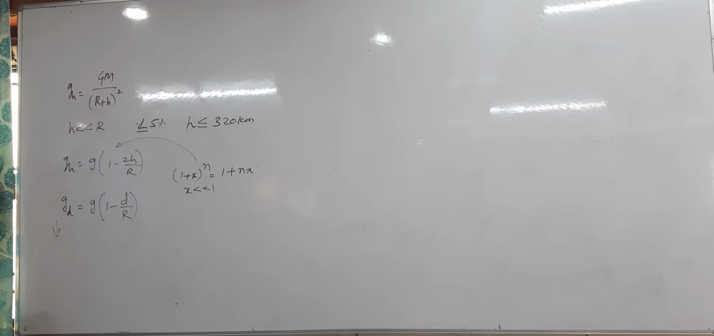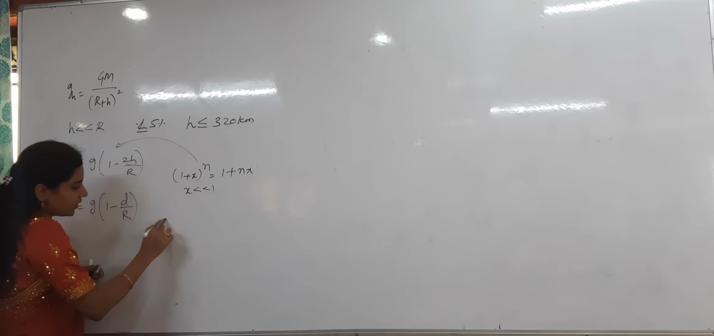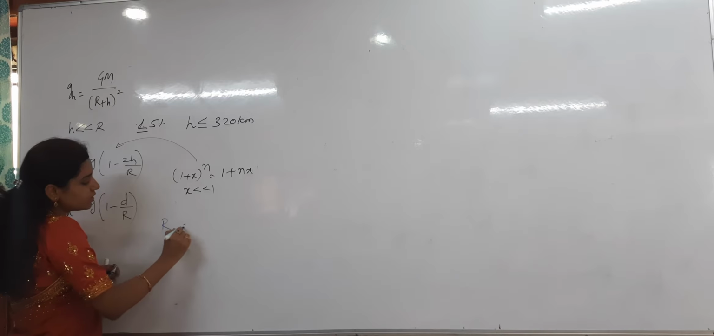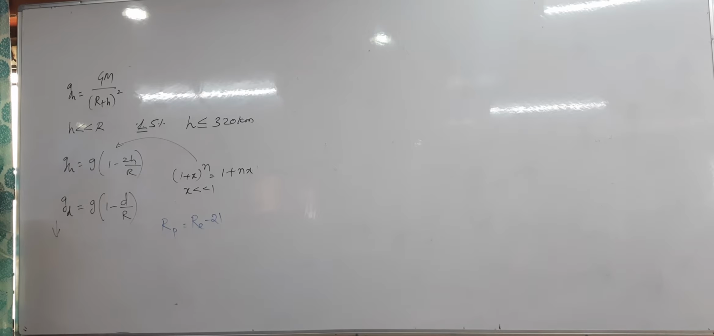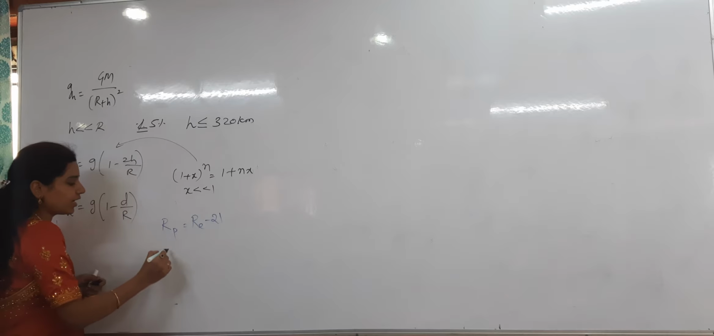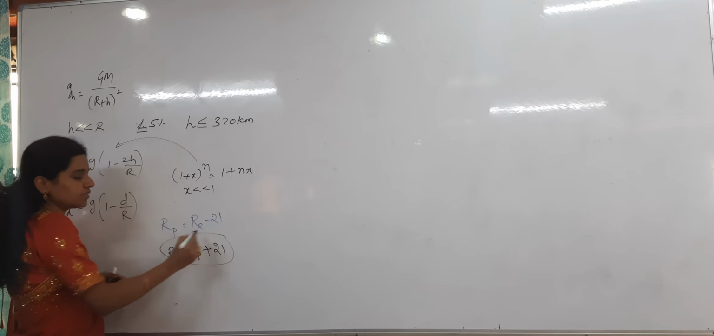Next case is due to the shape of the earth, where will g be maximum, at the equator or at the pole? At the poles. I said whenever a person is moving from the equator to the pole, at that time his weight will increase. So here I said one more very important concept: R of the pole is equal to how much? R of the equator minus 21 kilometers. R of the pole is equal to R of the equator minus 21 kilometers, you have to take. So R of the equator I can even write as R of the pole plus 21, anything is correct only.